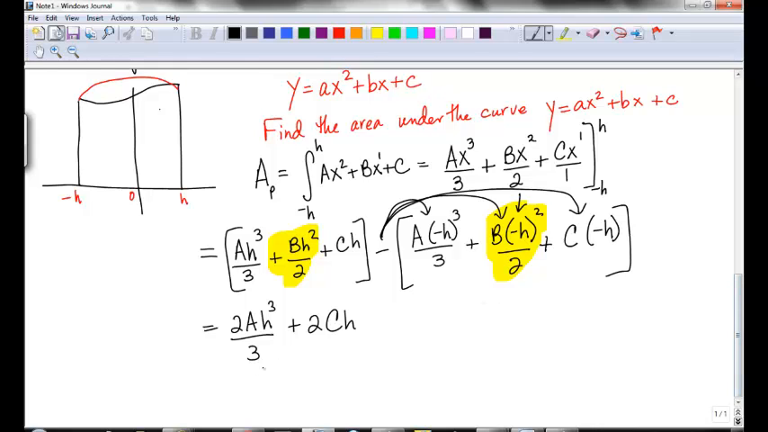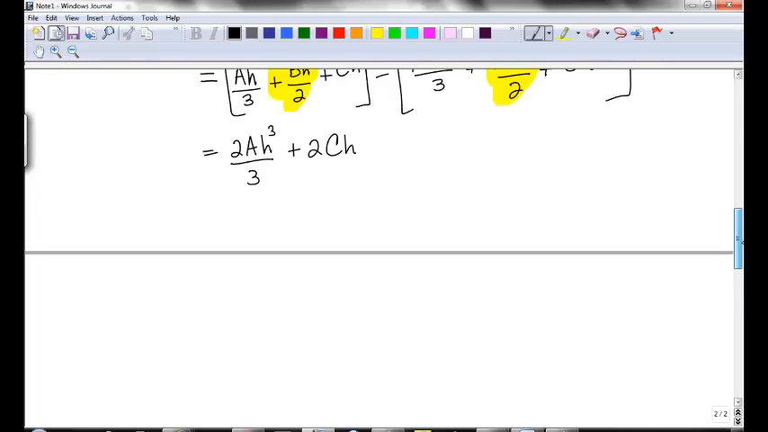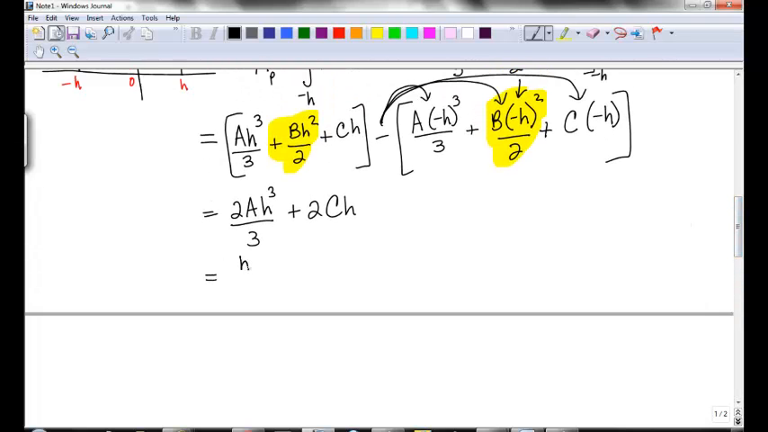Now the author does this. The author factors out an h over 3. If you take out an h over 3, what you would have left out of this term would be 2Ah squared, and then plus, this has to be 6C, right? 6C divided by 3 would give you 2C, and times h. Everybody with me so far?